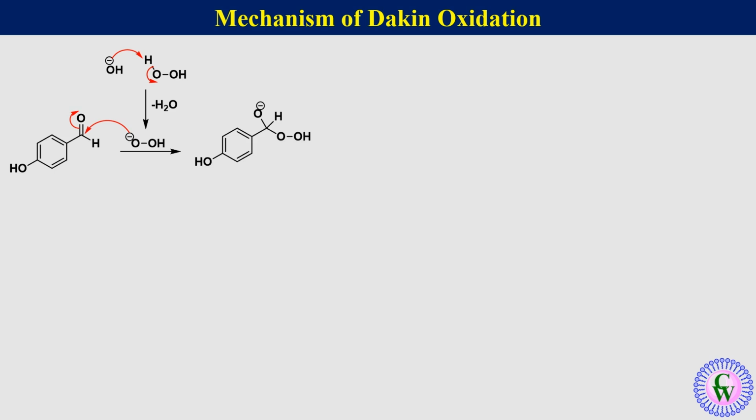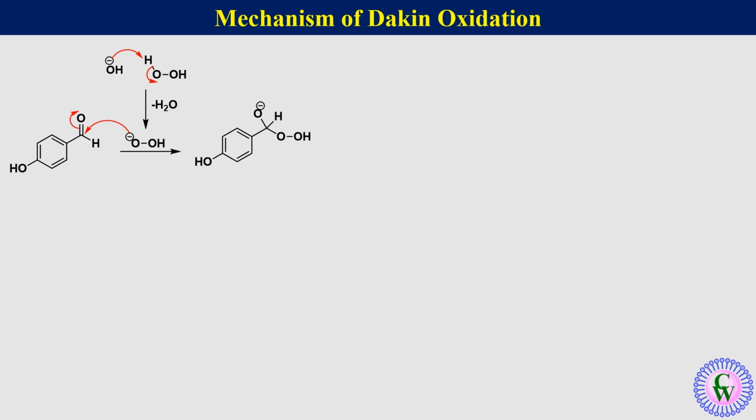Mechanism of Dakin oxidation. Here I am going to take the example of oxidation of 4-hydroxy benzaldehyde. Aldehyde group of 4-hydroxy benzaldehyde acts as an electrophile. Hydroxide ion and hydrogen peroxide react together to produce water and peroxide ion, which acts as a nucleophile and add to the electrophilic aldehyde carbon like this to produce this tetrahedral intermediate.